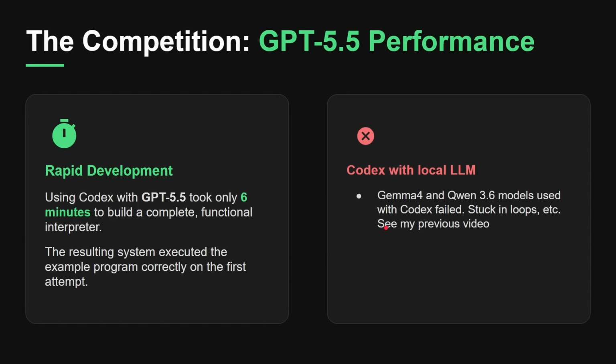Now, what's the competition? Well, when I used Codex with GPT 5.5, it took 6 minutes. It built a fully functional interpreter. It ran all the example code. I asked it to create some example scripts that would test different cases. It did that as well, and everything worked perfectly. I tried exactly the same thing with Codex again, but not using GPT 5.5, but using a local LLM. That's what the other video is about, and that failed miserably. You can see all about that in the other video.